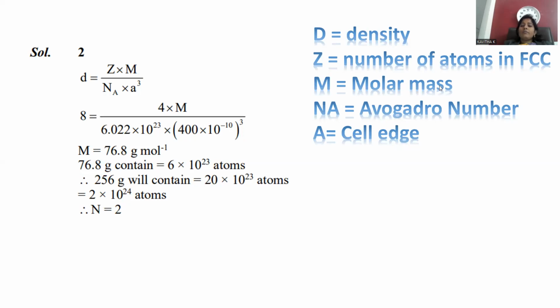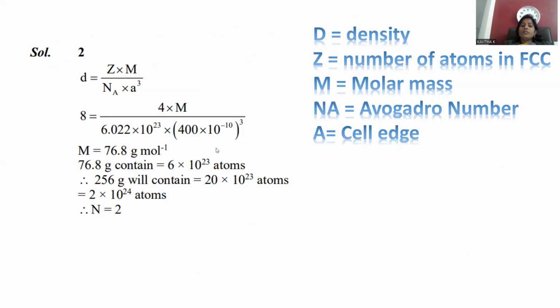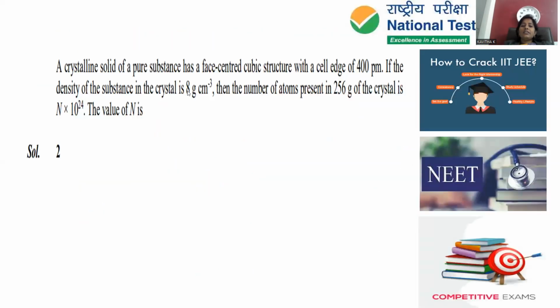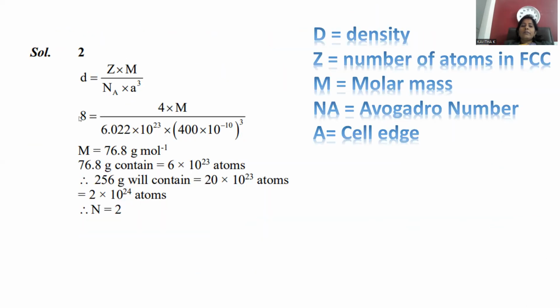M denotes the molar mass of the given FCC solid. Na means the Avogadro number, which is fixed at 6.022 into 10 to the power 23. A is the cell edge, and a cube is taken, so whatever cell edge data is provided is raised to the power 3. Okay, so this is the formula. They mentioned that the density of the solid is 8 grams per cubic centimeter. So I write 8 for density, and Z, the number of atoms, for FCC will be 4, as we just calculated.